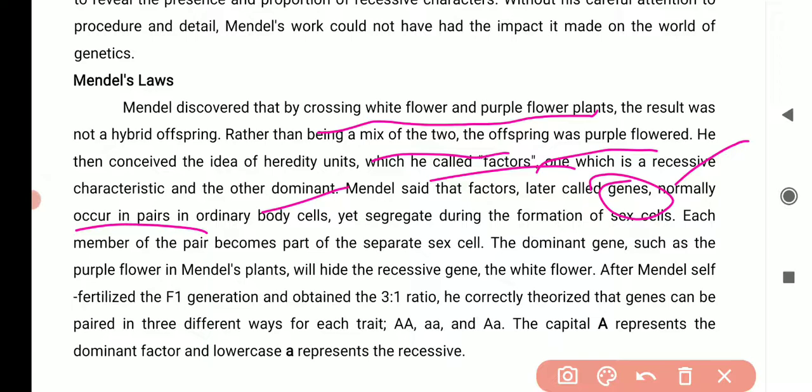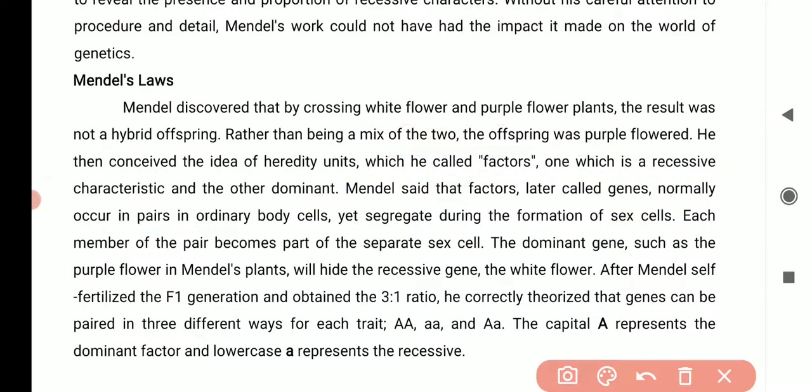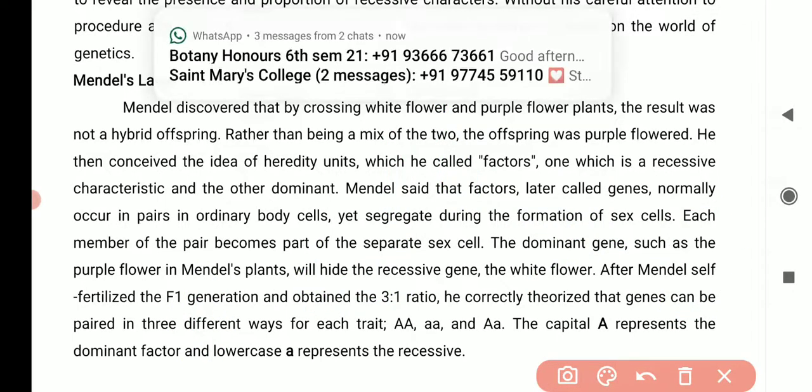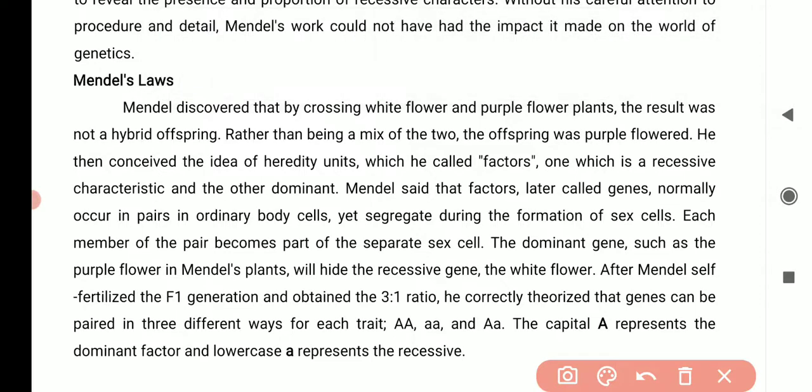Okay, inside the cells, and these pairs, they will separate in the gametes. So the dominant gene of the purple flower will hide or overshadow the recessive gene. Okay, that is, the dominant purple color will hide the recessive white color. All right.